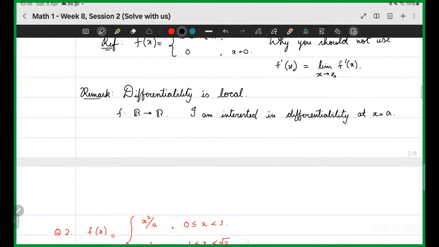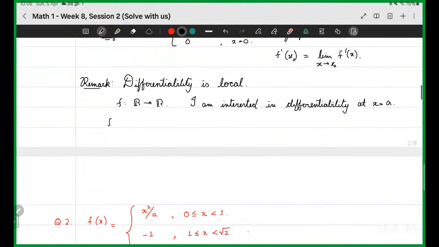What I need to do is look at the function in some small interval of this form. Whatever epsilon you want, you can take a small epsilon and look at the function in this interval. If it is differentiable over here, it is differentiable over here. So the behavior of the function away from points close to a doesn't matter.